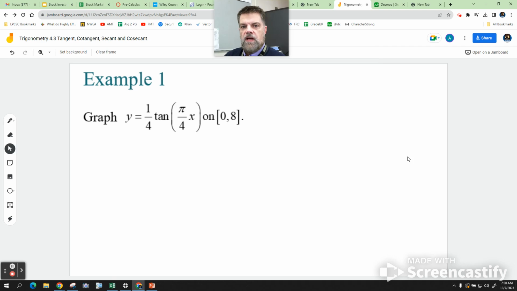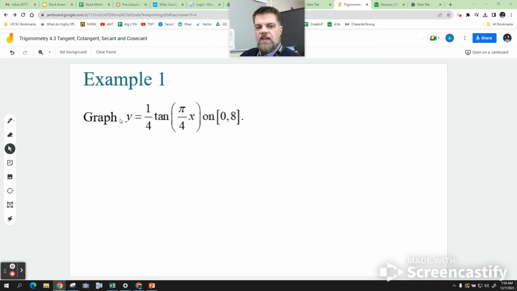All right, so this one is very similar. We know that there's a reason why we're going to do this one, and it's based on the other one. So for tangent, let's talk about what tangent looks like.